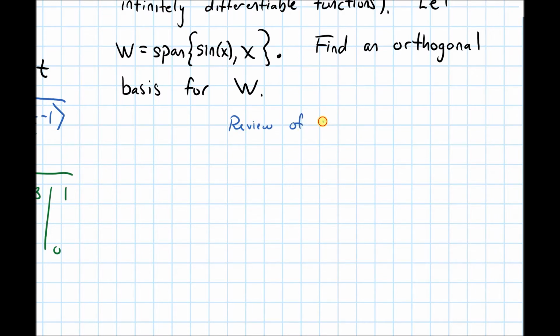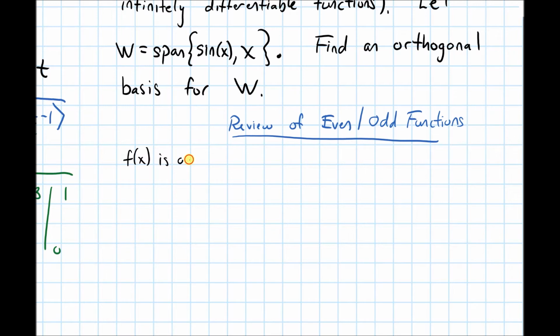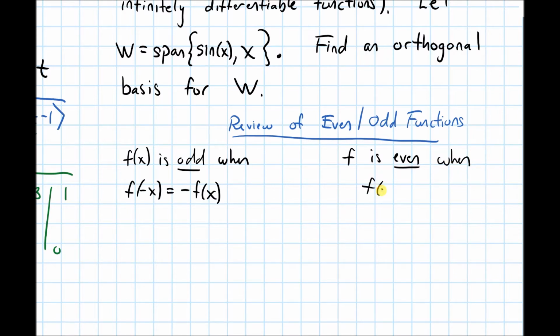So, a review of even and odd functions. A function f is odd when f of negative x equals negative f of x. And a function f is called even when f of negative x equals f of x.